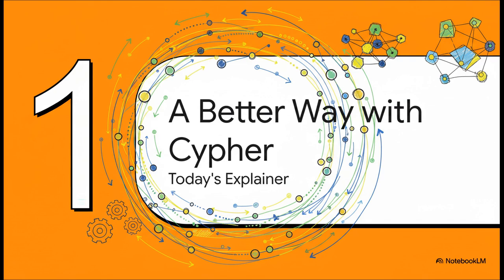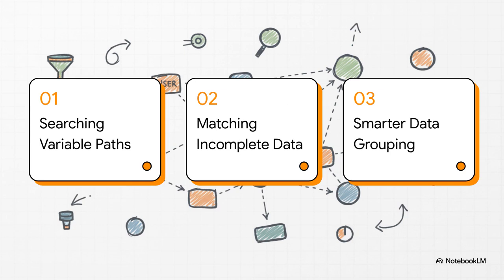We're moving past the basics to see how Cypher's approach, which is native to graphs, gives us a way better way to handle these complex, connected data challenges. So we'll break it down into 3 key areas. First, searching for connections when you don't know the exact distance. Second, how to handle real-world, messy, incomplete data. And finally, a much smarter way to group and aggregate your results.